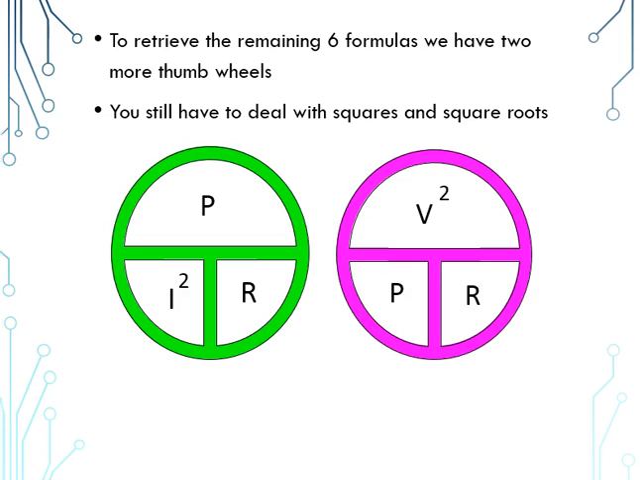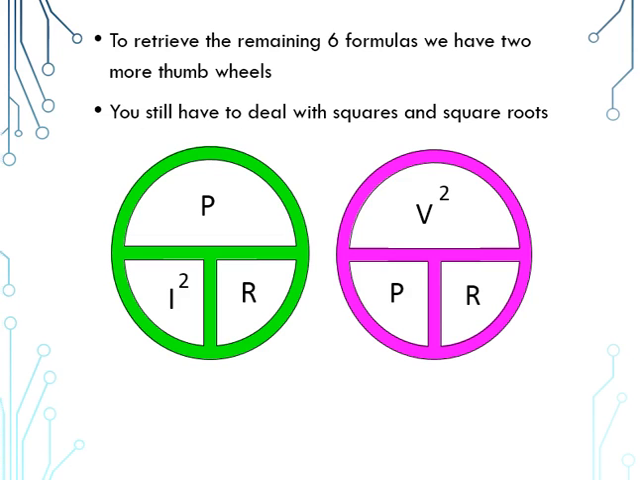Starting off with the one on the left, we're going to have to use squares and square roots to deal with these. If the values we have and are looking for are power, current, and resistance, we'd use it. Our power would be equal to current squared times our resistance.